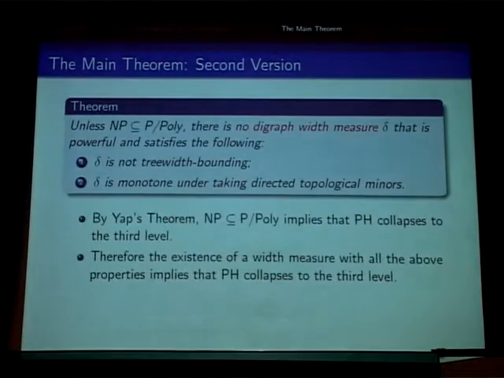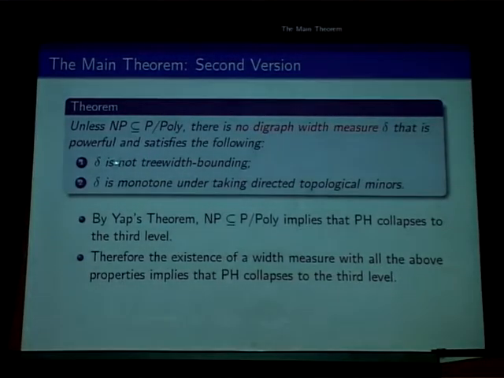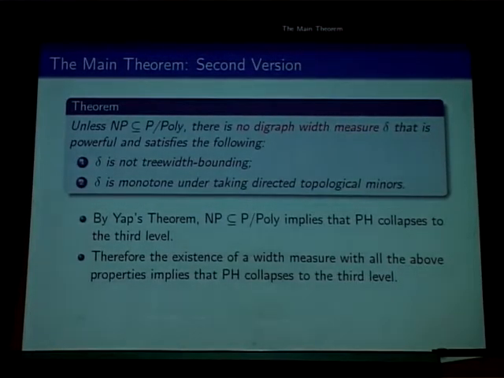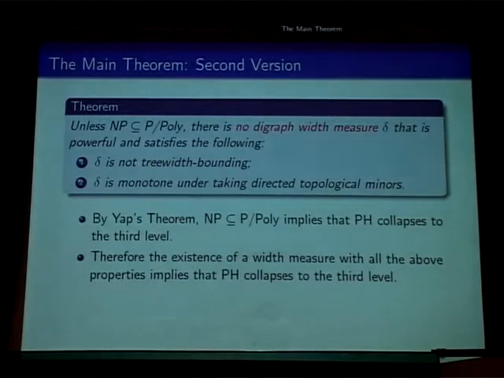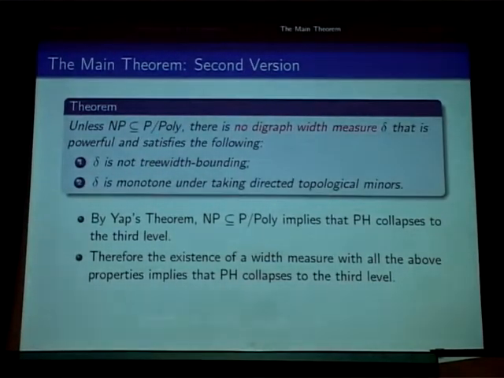Okay. With this observation, instead of P not equal to NP, we have: if you have the orientation and all the other width measure properties, if delta is powerful, and delta is not tree-width bounding, delta is closed under taking topological minors, and then you can solve this NP-complete problem in polynomial time with polynomial advice.